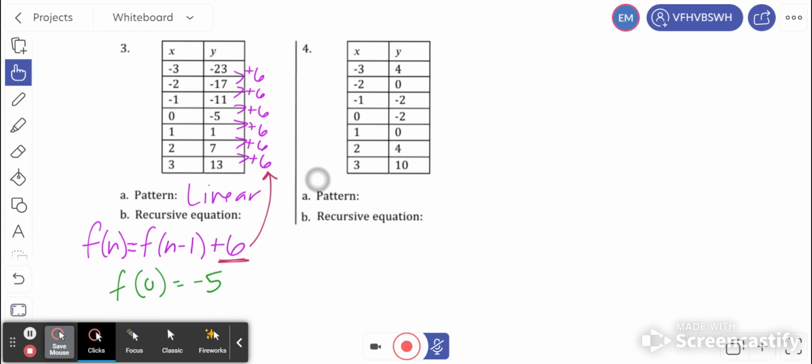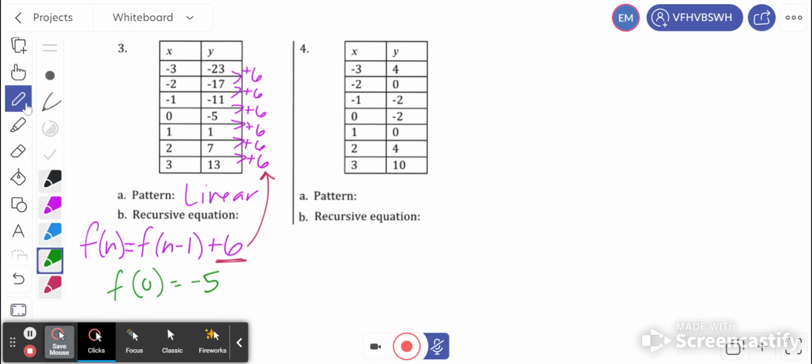Okay, so now the ones that are a little bit trickier are ones like number 4. If we look at this, and these are straight out of your book, on page 4, if you're looking at number 4, what is happening here? We are going down by 4. We are going down by 2. We are not changing at all, so plus 0. We are going up by 2, up by 4, and up by 6. So you notice it's not consistent, so we know it's not linear.